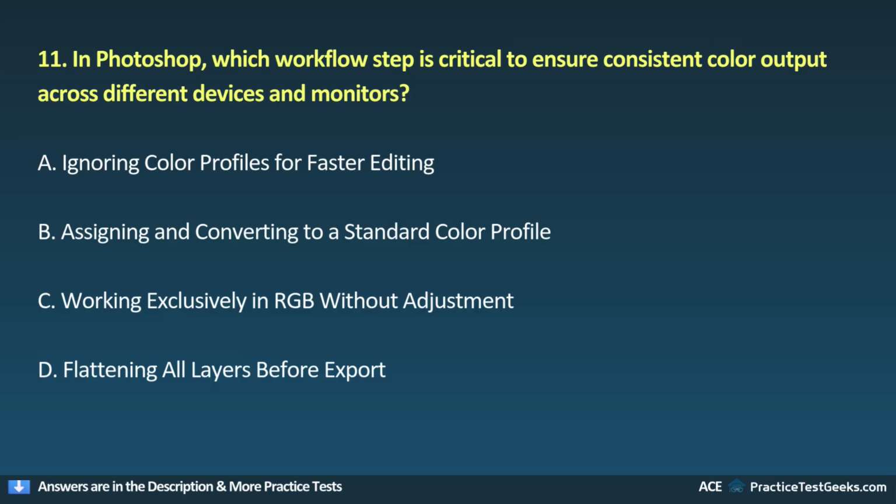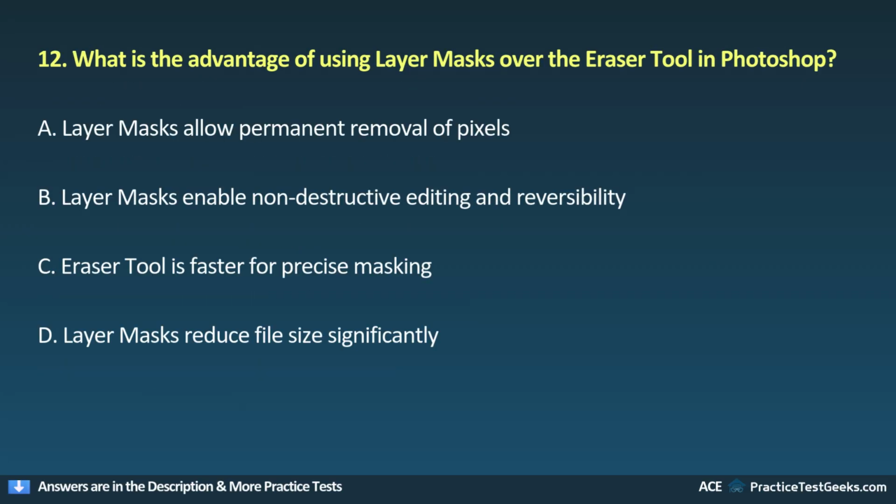11. In Photoshop, which workflow step is critical to ensure consistent color output across different devices and monitors? A. Ignoring color profiles for faster editing. B. Assigning and converting to a standard color profile. C. Working exclusively in RGB without adjustment. D. Flattening all layers before export.